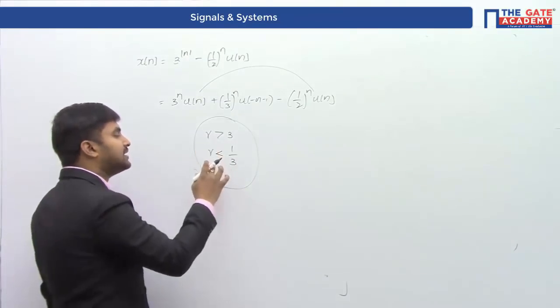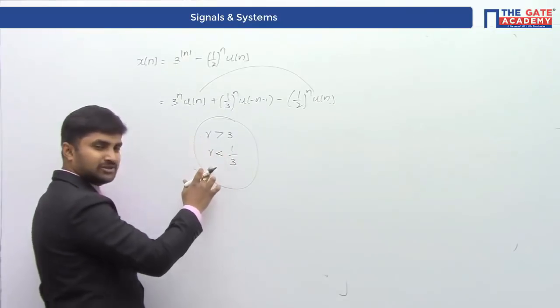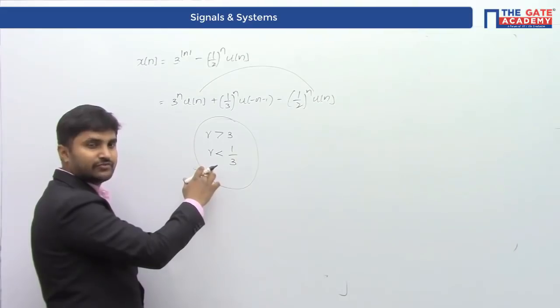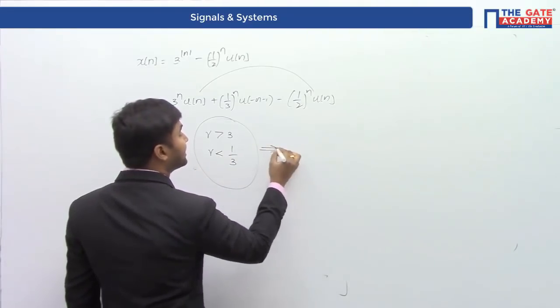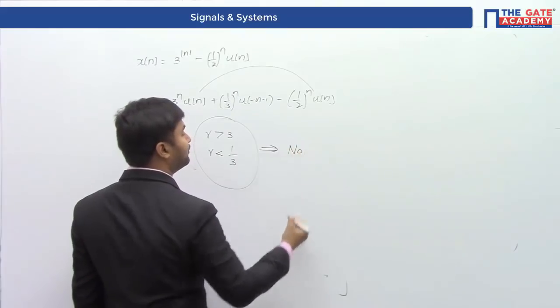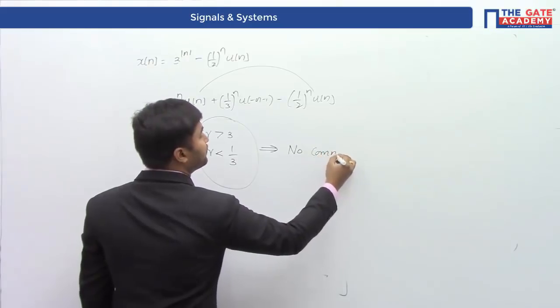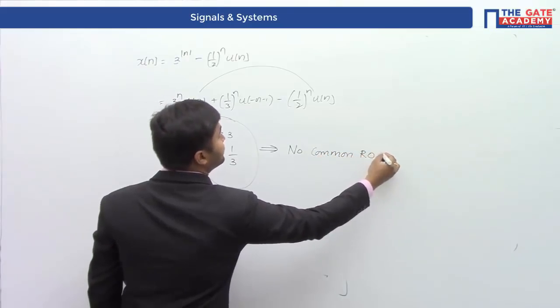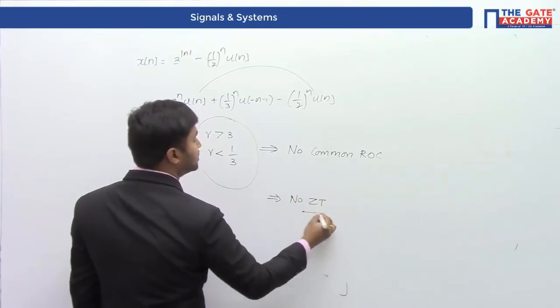Causal and anti-causal parts fail to have a common region of convergence. So I can declare that there is no common ROC. If there is no common ROC, then there is no Z transform. I cannot find the Z transform.